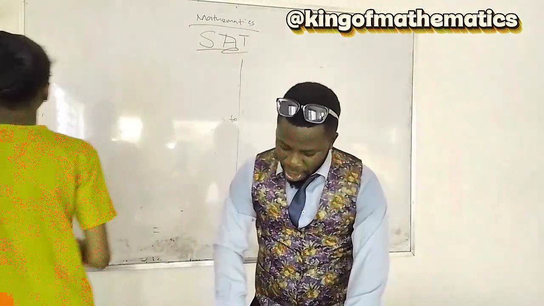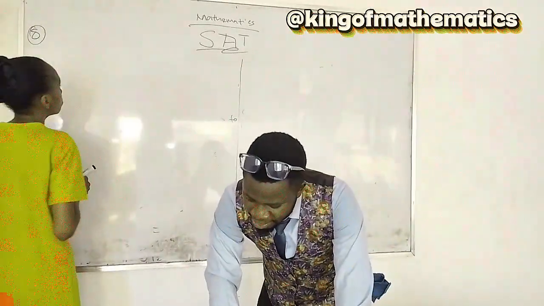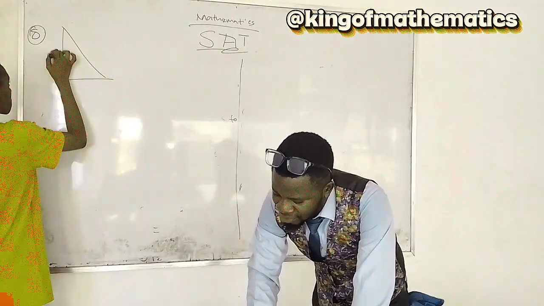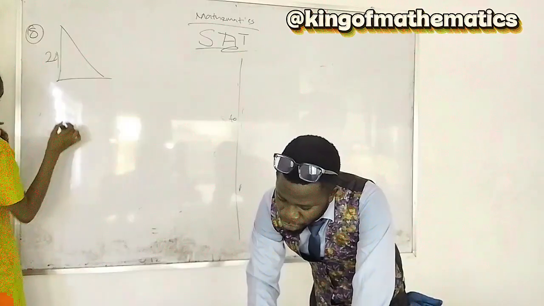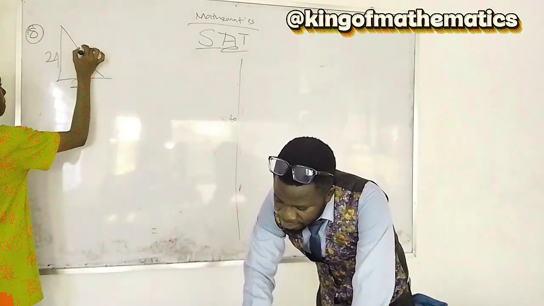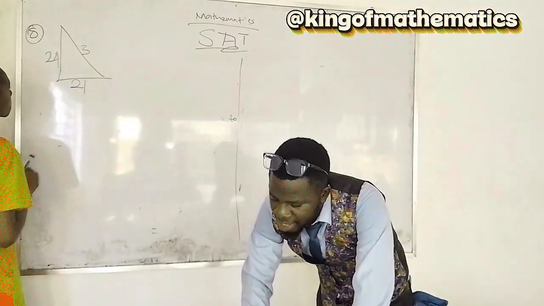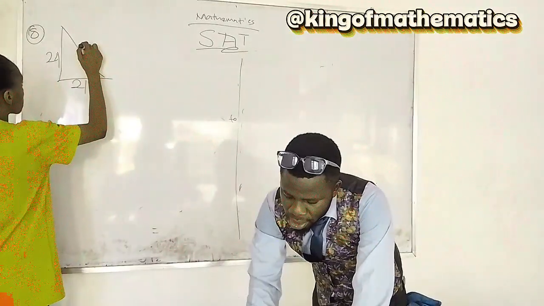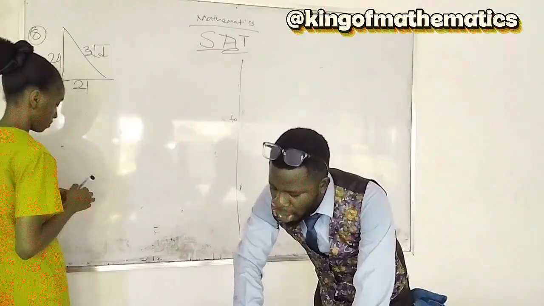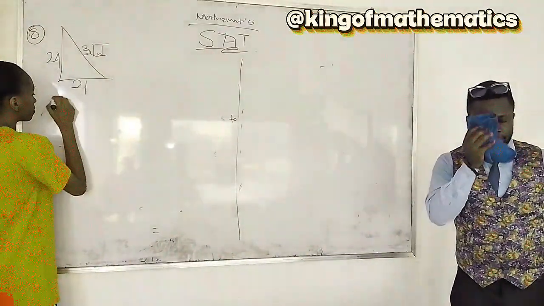So question 8 is talking about a triangle, and it says that a right triangle has legs with length 24 centimeter and 21 centimeter. If the length of the triangle's hypotenuse in centimeter can be written in the form 3 roots of D, where D is an integer, what is the value of D?